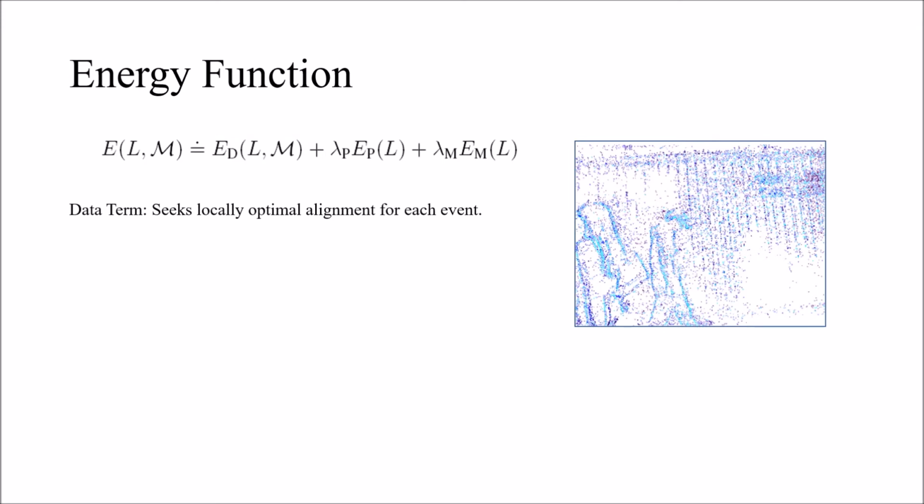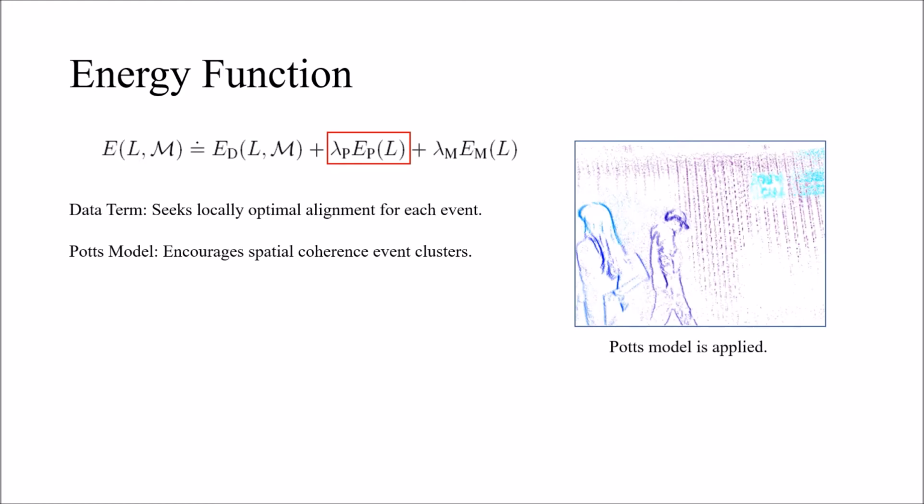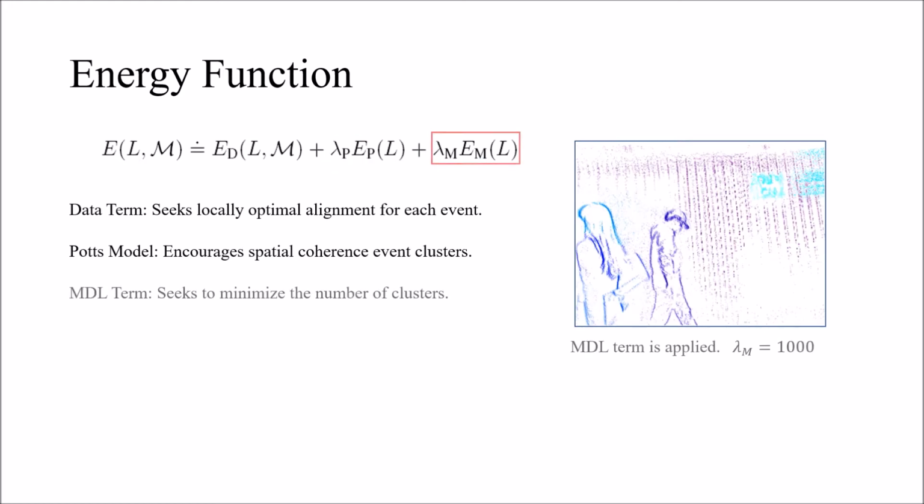To encourage spatial coherence inside a cluster of events, a Potts model is simply used. Besides, we introduce a minimum description length principle, which tries to remove unnecessary redundancy in the model pool, making it possible to converge to the actual number of independently moving objects.